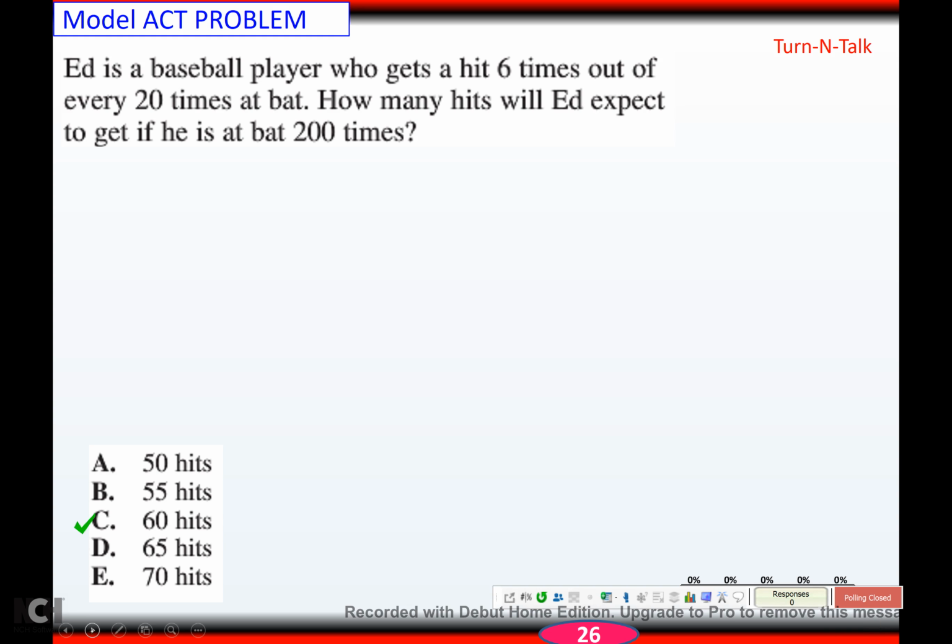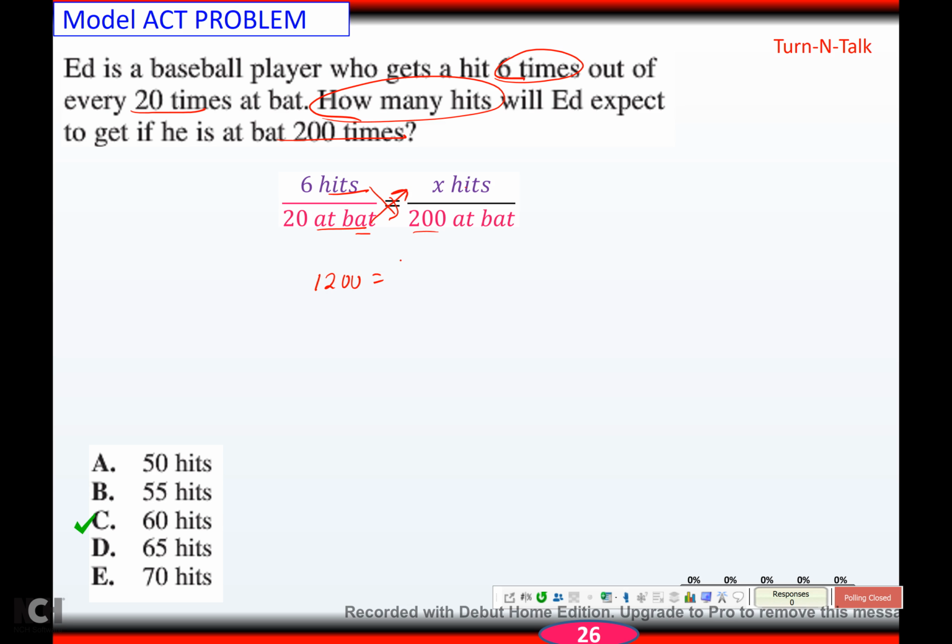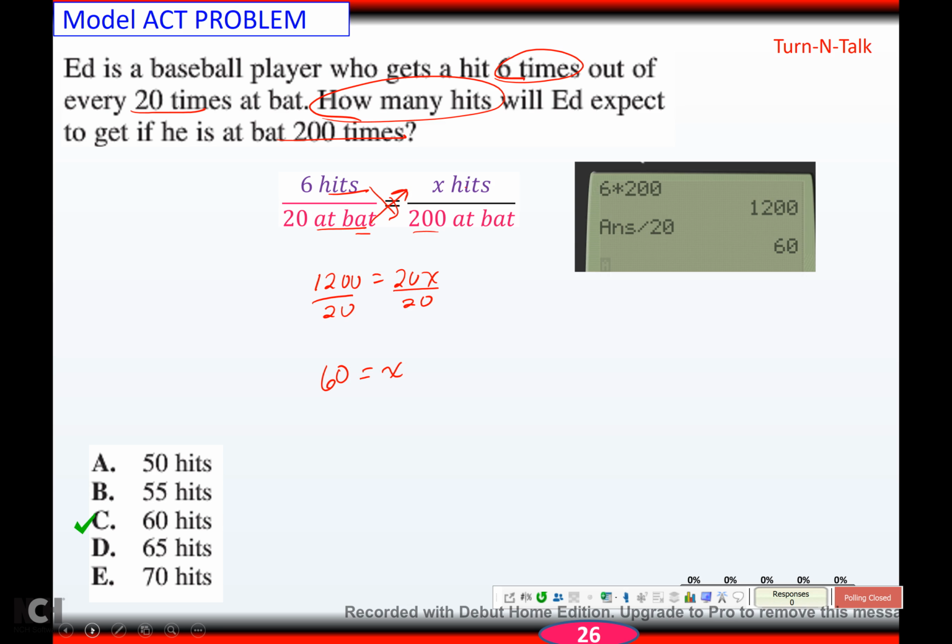And hopefully you got 60. It says Ed is a baseball player who gets a hit 6 times out of every 20 times at bat. How many hits will Ed expect to get if he is at bat 200 times? Well, I set up my proportion. They give me this ratio. He hits 6 times for every 20 times he's at bat. How many hits, that's my question, if he's at bat 200 times? So when I cross multiply, I get 6 times 200, which is 1200, equals 20 times x, which is 20x. To solve, I'm going to divide by 20, and I get x equals 60.